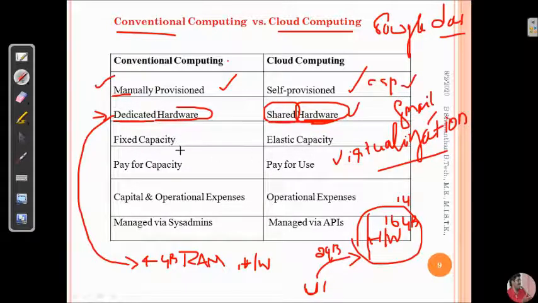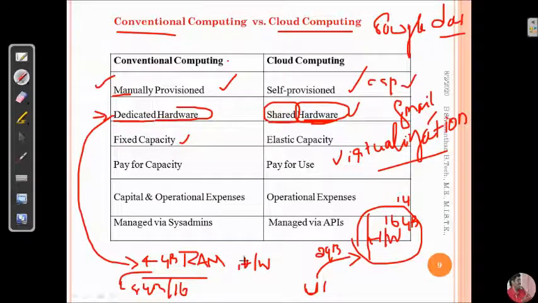Coming to the next difference, this one is fixed capacity, as I have already told. If I own a laptop with 4 GB of RAM, even if I wish to upgrade the RAM capacity, that is subject to some limitations. Based on the computer architecture of my laptop, I can upgrade to, for example, 8 GB or 16 GB of RAM only.